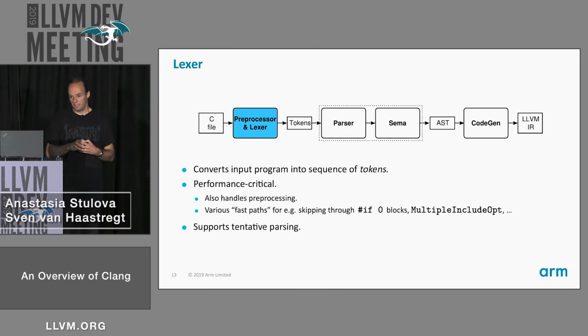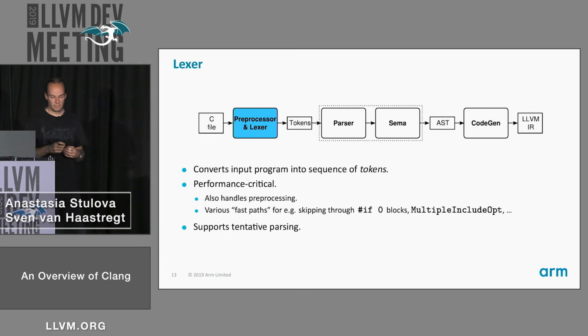It also supports tentative parsing. Sometimes the parser is requesting tokens, and then at some point it realizes that it can't really parse this with the rule it was trying, so it needs to unparse it and try another parsing rule. That's basically supported by the lexer as well.